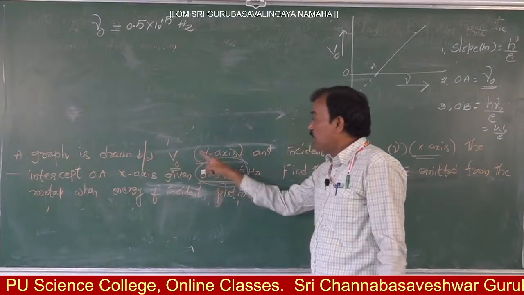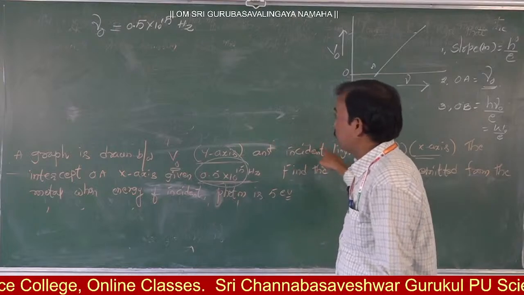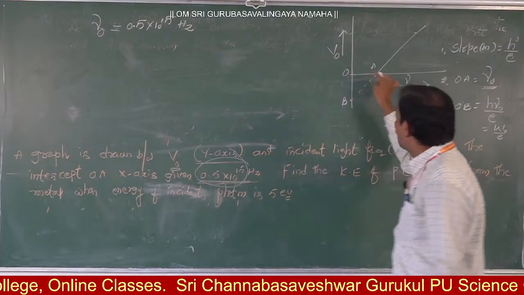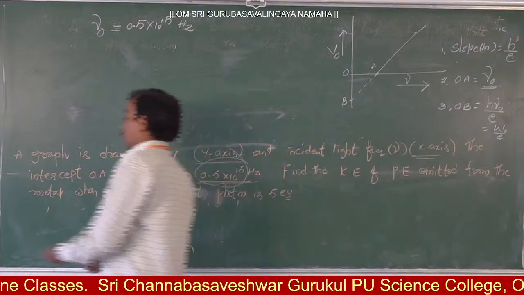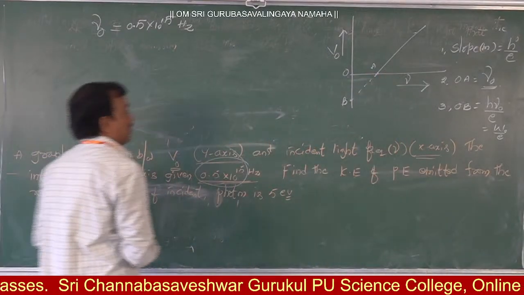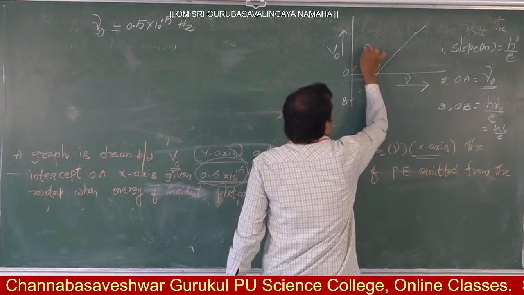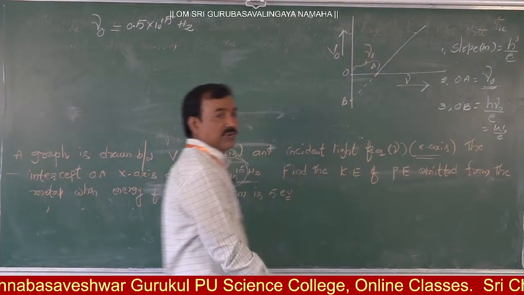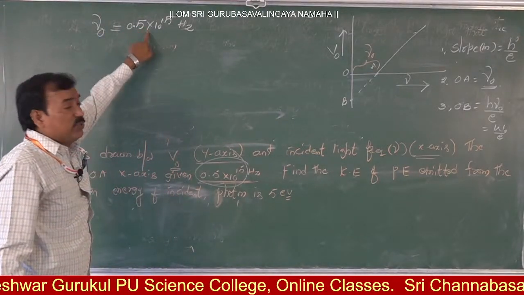Here V naught is on the y-axis and nu is on the x-axis. OA is equal to the threshold frequency. So this one is equal to nu naught. Again, nu naught is equal to 0.5 × 10^15 hertz.